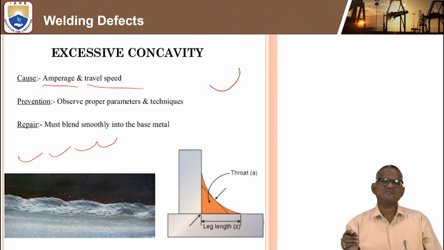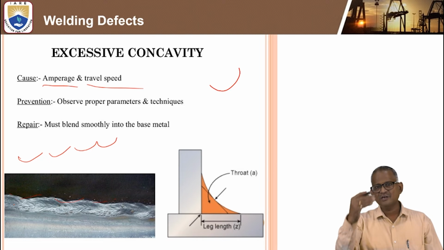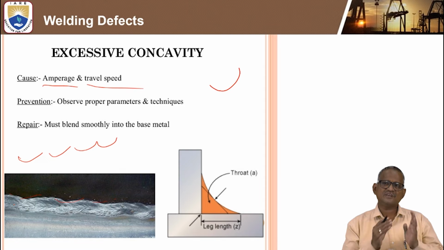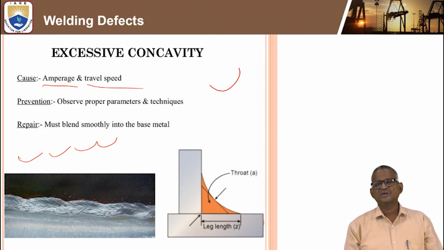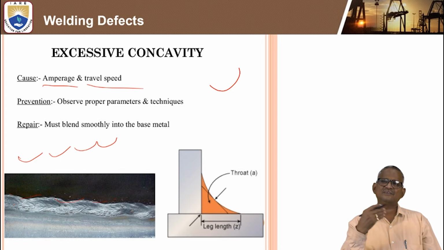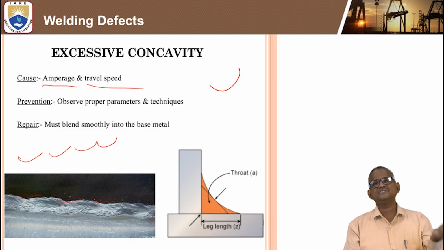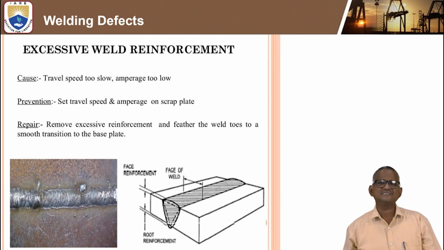Obviously, maintaining the travel speed and the power settings, everything should be maintained, and even the parameters also. What are the input parameters in the heat and power source? Either you are following DC or AC. If it is DC, it may be DCSP or DCRP. Every parameter is important, and we should follow appropriately. Next interesting thing is excessive weld reinforcement.